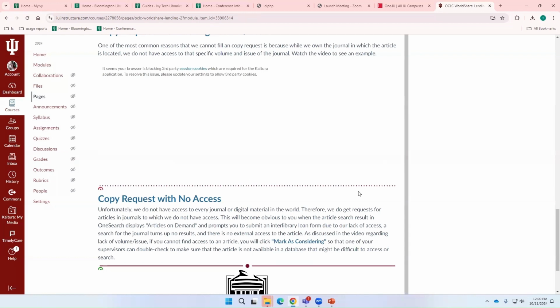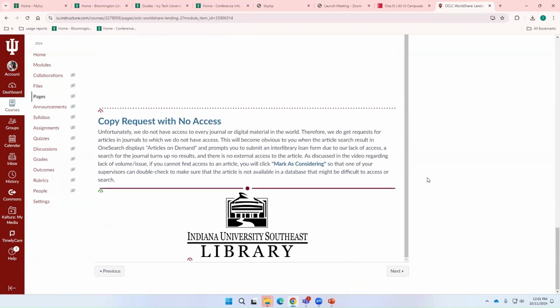And then this is the part where, again, we've told them, mark something as considering if you don't feel comfortable or you can't find the resource, and that provides an opportunity for us to see what procedures they're following and how we can either improve them or just validate them.